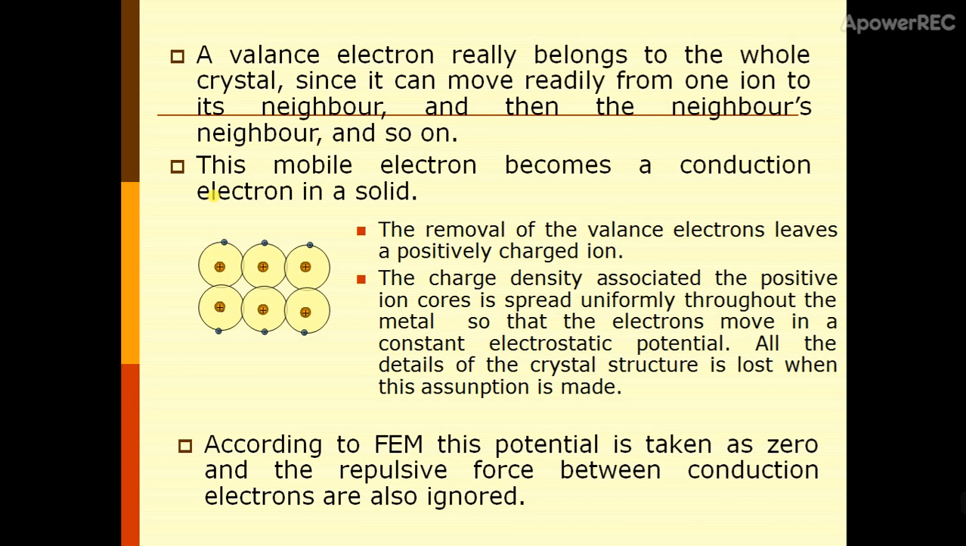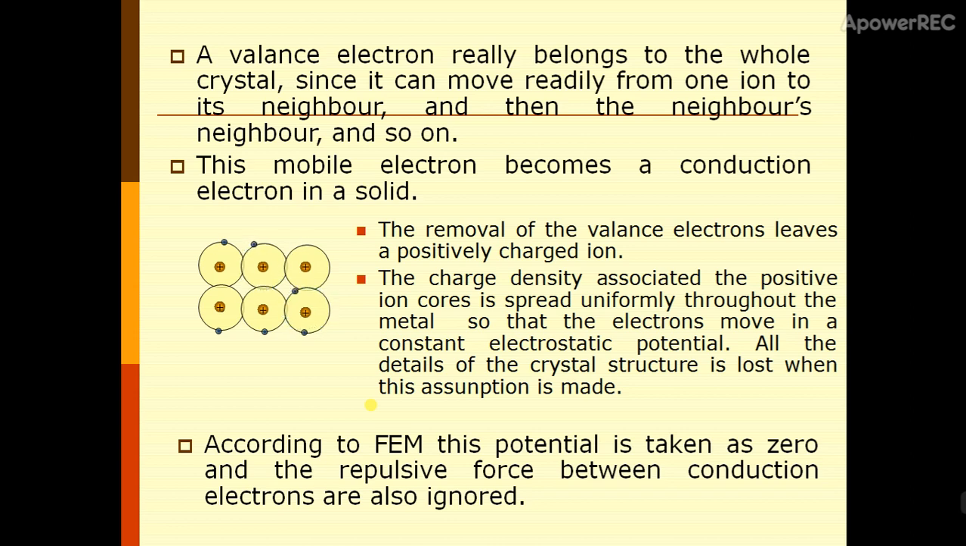If you observe this diagram, a valence electron really belongs to the whole crystal, since it can move readily from one ion to its neighbor and then the neighbor's neighbor and so on. These mobile electrons become conduction electrons in a solid. Now these electrons interact with the whole crystal through the neighbor atoms' ion cores, which makes an attraction between an electron and the neighbor atom's nucleus, which will attract the neighbor atom's electrons. In this way, the electrons are conducted over the whole crystal.